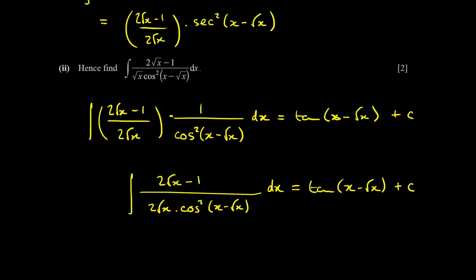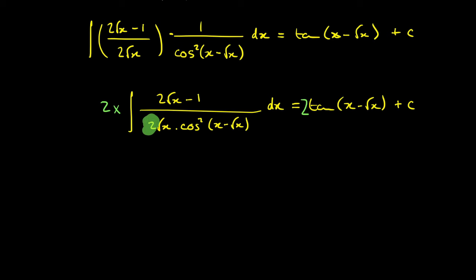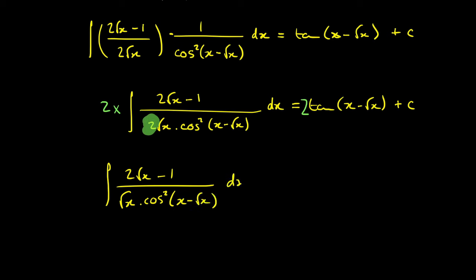Okay, now what's the difference between what we've got here and the function we're asked to integrate? The only difference is that guy there, it's that 2, right? So how can I change it? Well, what I could do is I could multiply both sides by 2, right? If I was to multiply the left-hand side by 2, then that would cancel out the 2 on the denominator. But of course, if I do that, I'd have to multiply the right-hand side by 2 as well. So in other words, what I can do is I can say that the integral of 2 root x minus 1 over square root x cos squared x minus root x dx is equal to 2 tan x minus root x plus c.